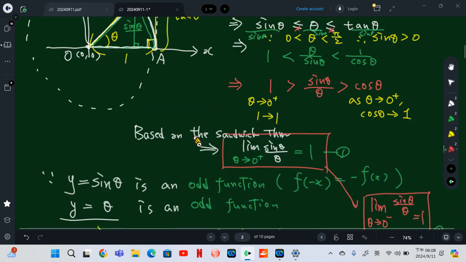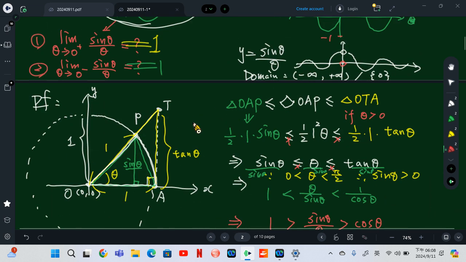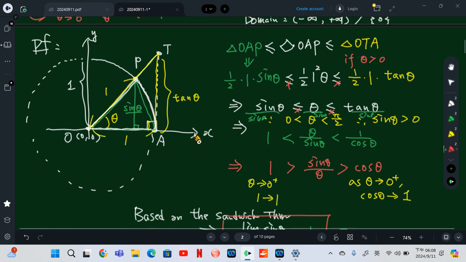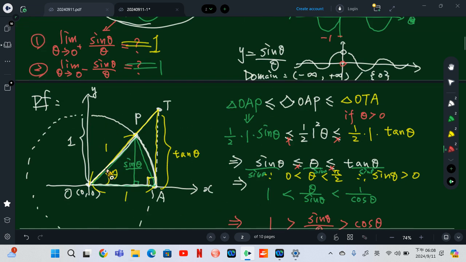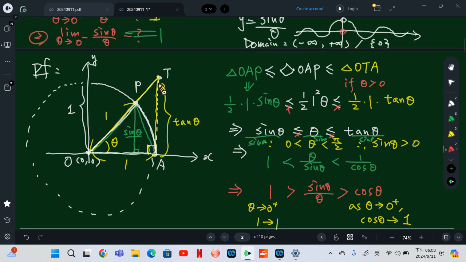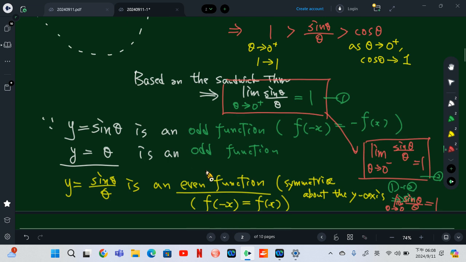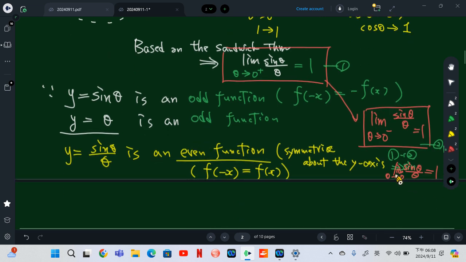So this is the proof for this part. But if you don't have time, at least build something in your mind. If you want to prove this, we try to get its two one-sided limits and see if they are the same. So we use this one to prove one of them, then use the property of an even function, then we can get the other one. Then finally we say the limit as theta approaches 0 of sine theta over theta is 1.